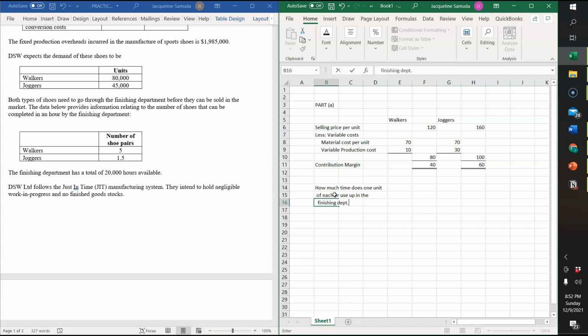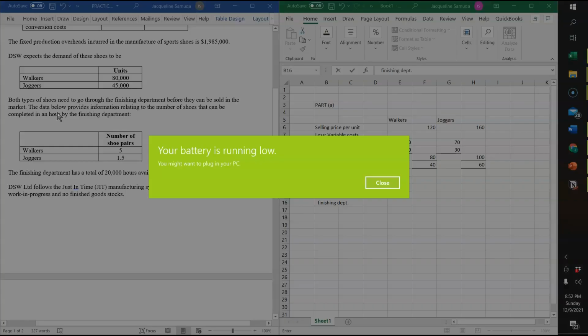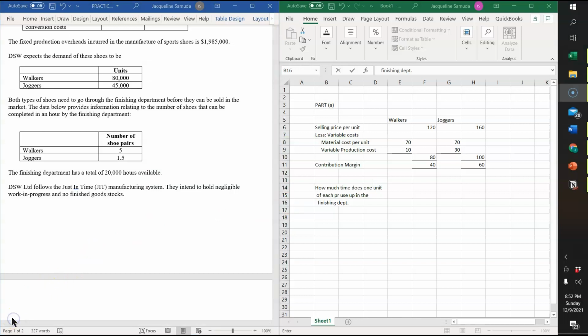That's the question we need to answer, and we're going to use the information from this table to do that. Now, if in 1 hour of the finishing department's time we can make 5 pairs of shoes, then it means that the time to make 1 will be 1 divided by 5. 1 hour, and in that time you make 5 shoes.